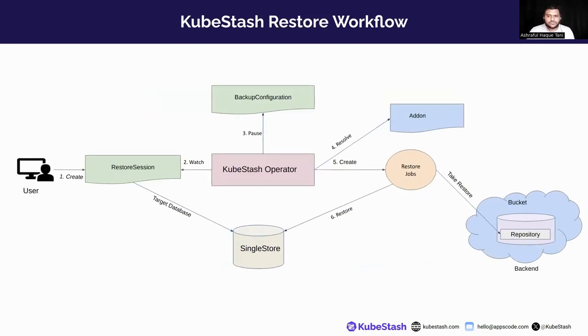So now we'll describe the KubeStash restore workflow. When we create a RestoreSession containing the data source, snapshot information, and details of the database to be restored, it then resolves the add-ons, which contain specific tasks for the restore process, and a restore job will be executed with the restore logic for SingleStore, and the snapshot will be taken from the backend and put into the database.